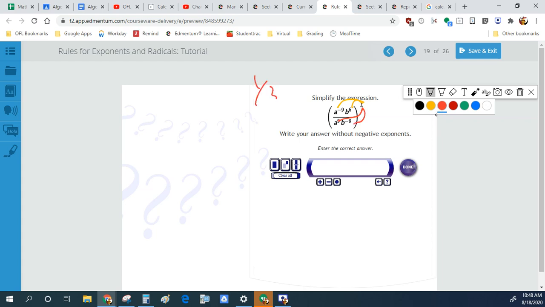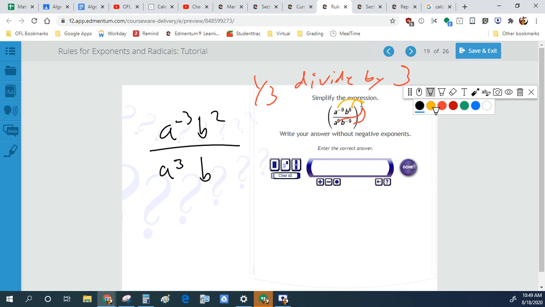Again, 1/3, just think of it as divide by 3, because we're multiplying by 1 and then dividing by 3. Multiplying by 1 doesn't even matter, it's the same thing. So we're just going to divide by 3. So we have a to the negative 3, and then the bottom's going to be a to the positive 3. We'll see why it's technically a negative later. B to the 6 divided by 3 is 2. Negative 9 divided by 3 is negative 3.